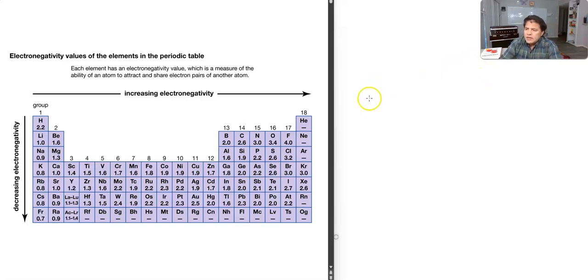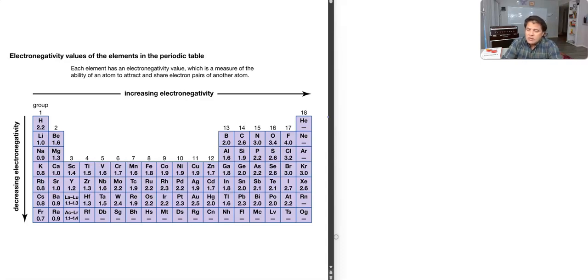Electronegativity is the property of an element of holding or accepting electrons. It is how strongly one element can hold the electron, or how strongly it can pull the electron toward itself. For example, oxygen is more electronegative. It will attract the electron toward itself more strongly than, for example, hydrogen. These are the values of electronegativity.